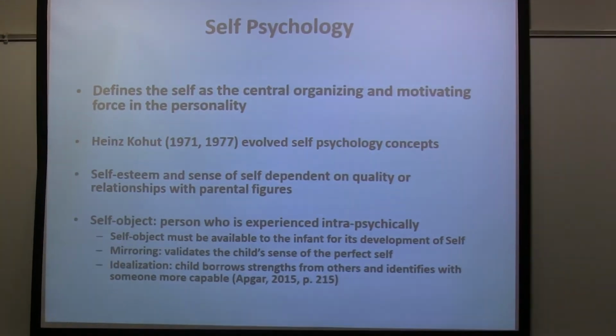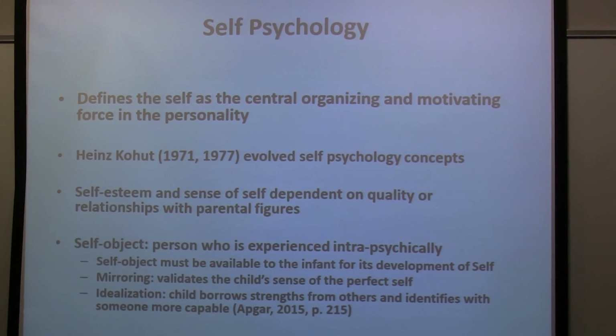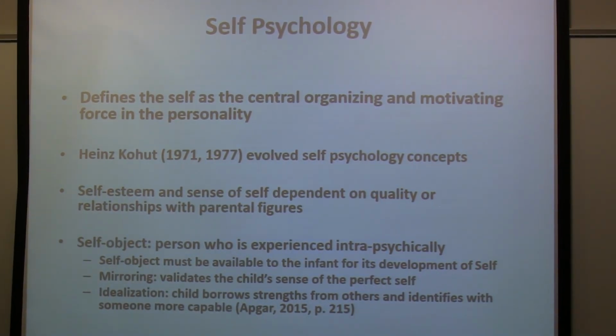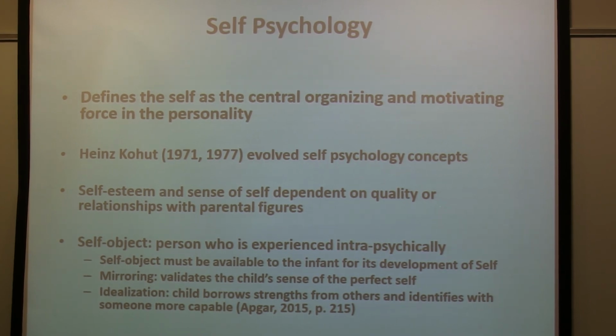Heinz Kohut really evolved self-psychology concepts, and many have gone on to further his work. Self-esteem and sense of self, dependent on the quality of relationships with parental figures, was very important to this theory. And the self-object is the person who is experiencing feelings intrapsychically. And the self-object must be available to the infant for its development of self.